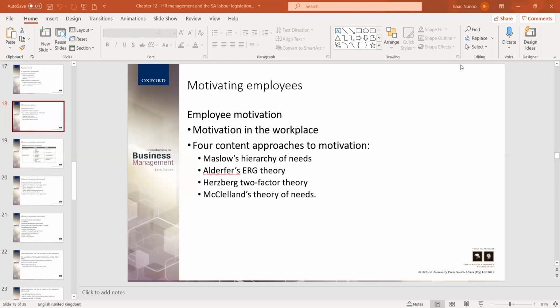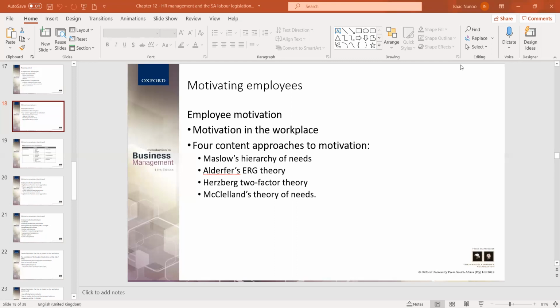And the person's relatedness. So relatedness here is the need for a person's desire for interpersonal relationships and interaction. So here it basically refers to Abraham Maslow's social or affiliation needs, and the external aspect of Abraham Maslow's self-esteem needs. Now, the growth needs relate to the desire for an individual to make a creative and productive contribution. This refers to Abraham Maslow's esteem and self-actualization needs.